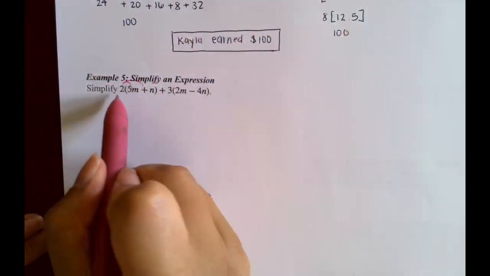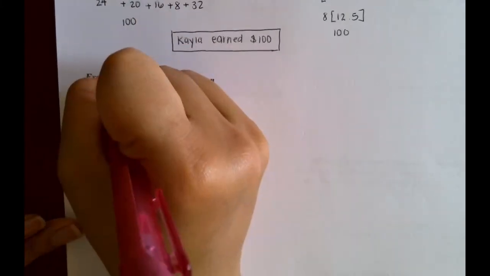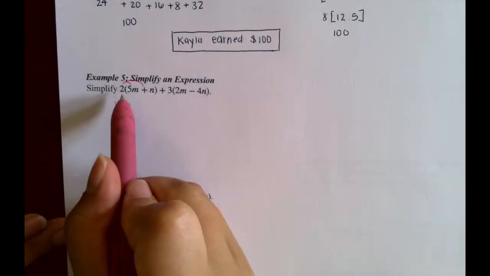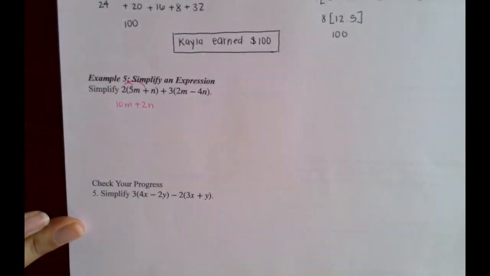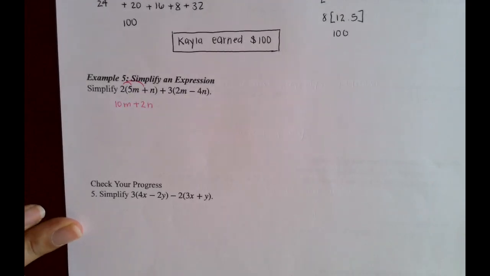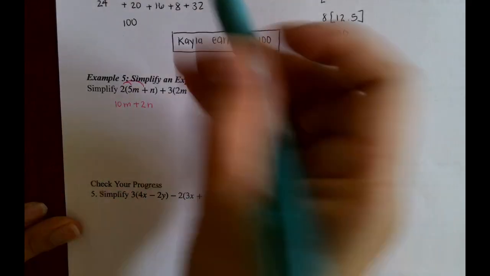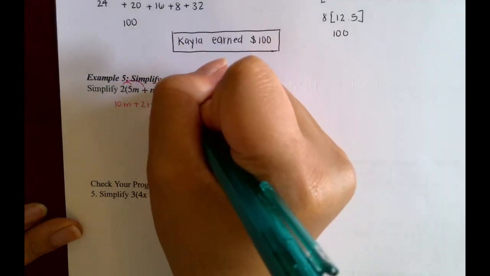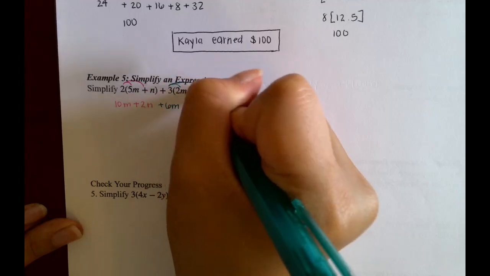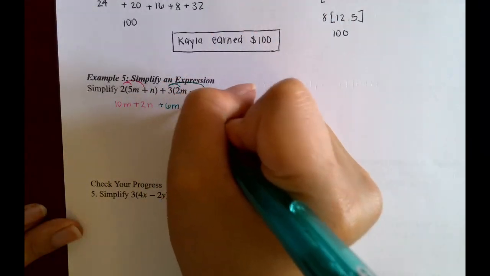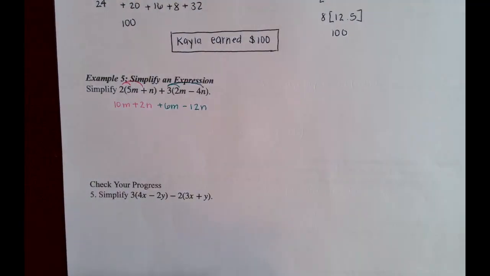Okay. So 2 times 5m is 10m, okay, and then 2 times n is 2n. Okay, so that's that one. Okay. Then I'm going to do the other one. Okay. So plus 3, so 3 times 2m is 6m, so positive 6m. 3 times negative 4n, 3 times negative 4 is negative 12, so negative 12n. Okay, so now, note, because I distributed, I got rid of the parentheses. Okay, then I'm going to combine like terms.